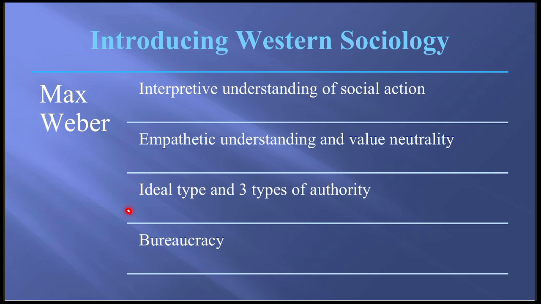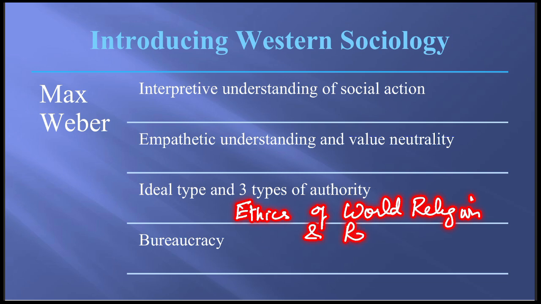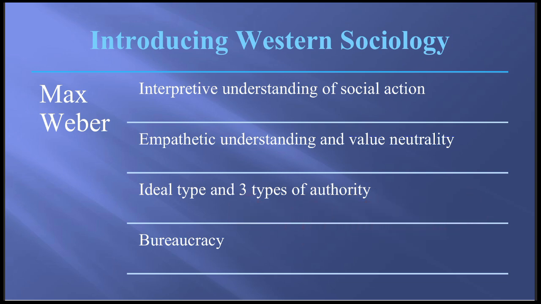The ideal type was used by Weber to analyze the relationships between the ethics of world religions and the rationalization of the social world in different civilizations. It was in this context that Weber suggested that the ethics of certain Protestant sects within Christianity had a deep influence on the development of capitalism in Europe.